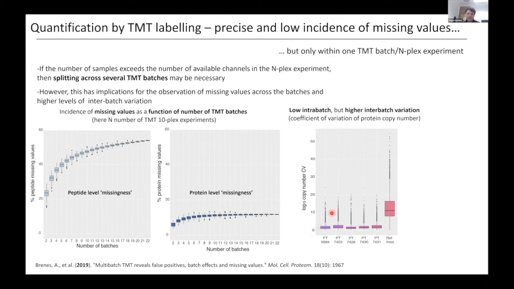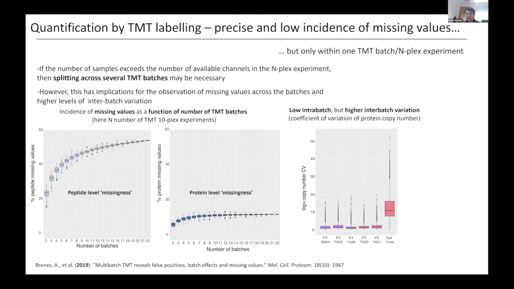What is shown here is that the intra-batch variation of protein intensities, or here protein copy numbers that were quantified within a single batch, tends to be very low. But when we look at the reference channel and the quantification of protein copy numbers across all of the different plexes in this multi-batch experiment, the inter-batch variation is significantly higher. So this is just to demonstrate that there are challenges when going beyond the number of channels available within a single n-plex experiment.